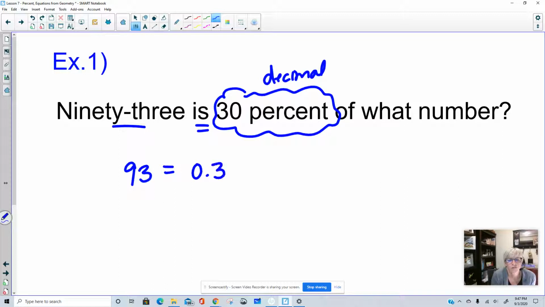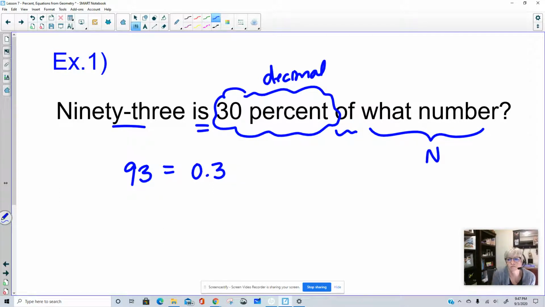Okay, continue reading. Of means times. Of what number? I can call that x, I can call it n, whatever. In fact, let's call it n, because it's a number. Okay, and so that's the setup, folks.